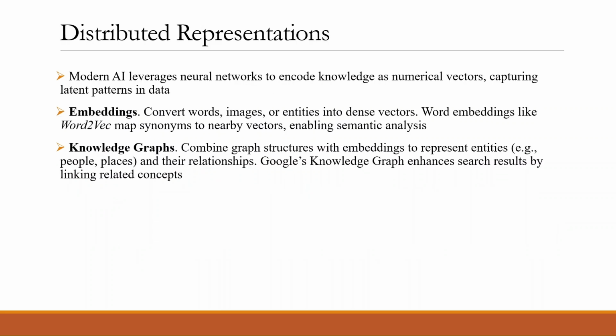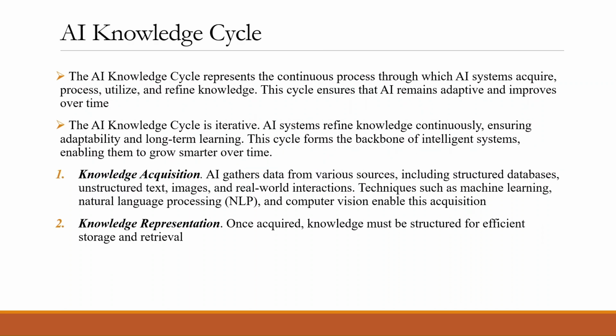We also have distributed representations. Modern artificial intelligence leverages neural networks to encode knowledge as numerical vectors, capturing latent patterns in data. Embeddings. They convert words, images, or entities into dense vectors. Word embeddings, like word2vec, map synonyms to nearby vectors, enabling semantic analysis. Knowledge graphs. They combine graph structures with embeddings to represent entities, for instance, people or places, and their relationships. An example is Google's knowledge graph, which enhances search results by linking related concepts.